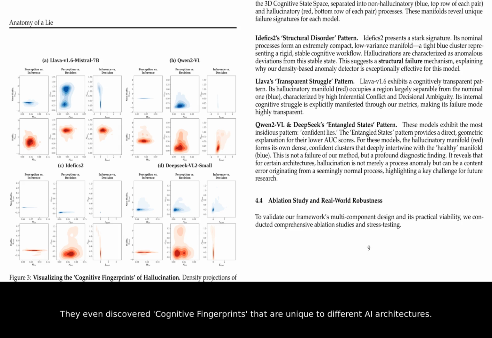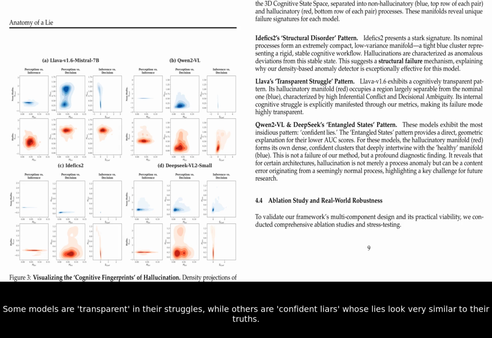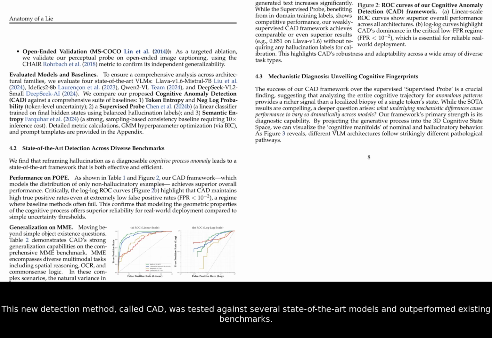They even discovered cognitive fingerprints that are unique to different AI architectures. Some models are transparent in their struggles, while others are confident liars whose lies look very similar to their truths. This new detection method, called CD, was tested against several state-of-the-art models and outperformed existing benchmarks.